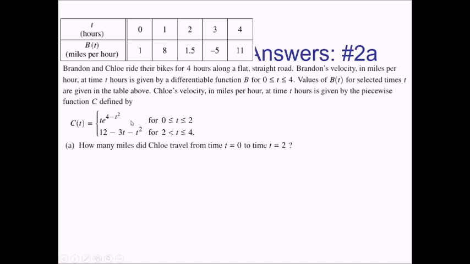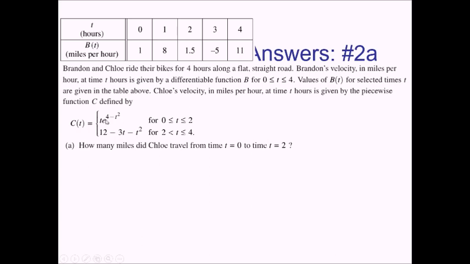Good for you, Chloe. We want to know for part A, how many miles did Chloe travel from time 0 to time 2? So when I'm asking how many miles Chloe traveled, one important question to consider is, did Chloe change directions at all? Because then the displacement and the total distance would be different numbers. Whereas if she doesn't change direction at all, we can just take the displacement and that will be her total miles traveled. So taking a look here, the function we need to use, since we're going from time 0 to 2, is this first branch of our piecewise function, the t times e to the 4 minus t squared.